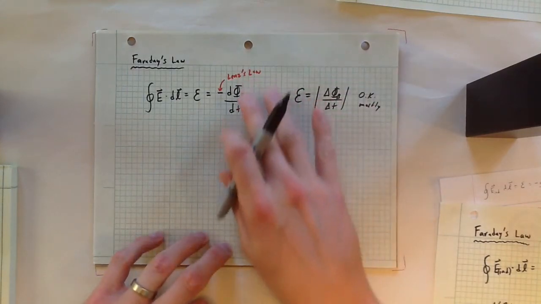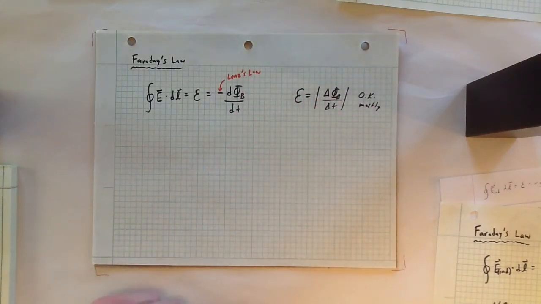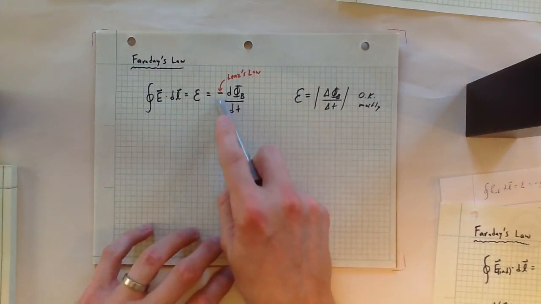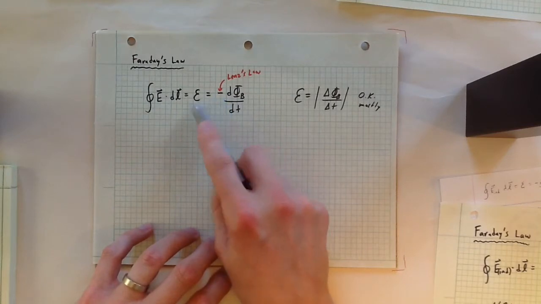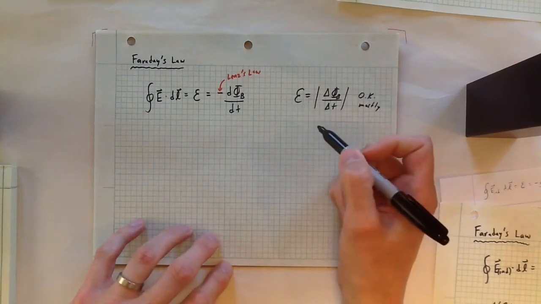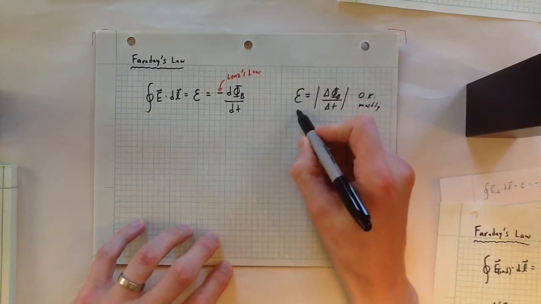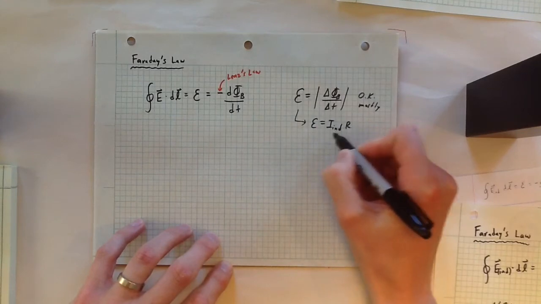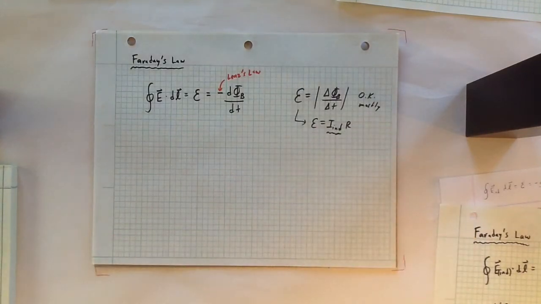Very rarely will you actually need to take a derivative, and very rarely will you actually have to care about the minus sign here, because you're going to figure out the direction of the induced current in a different manner. What you're mostly going to use this for, again, with Ohm's law, you're going to figure out the induced current direction with that.